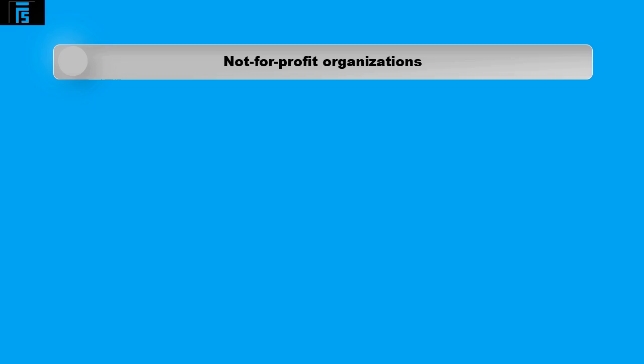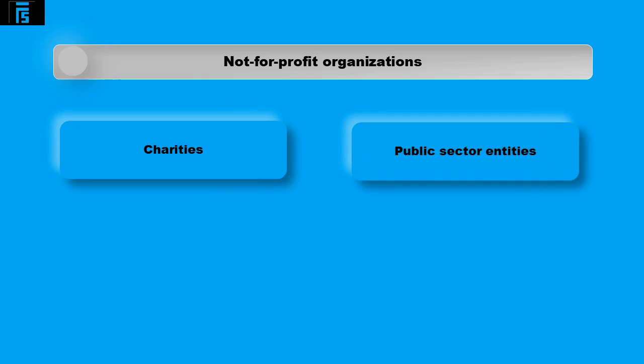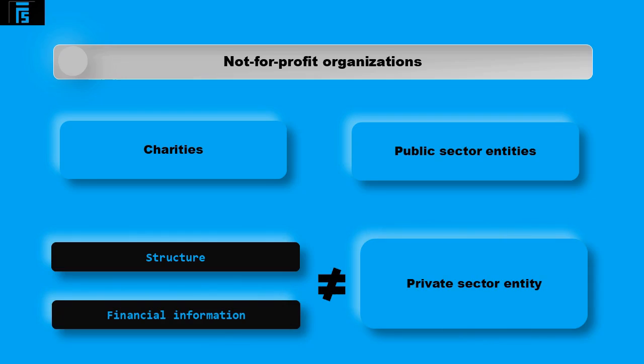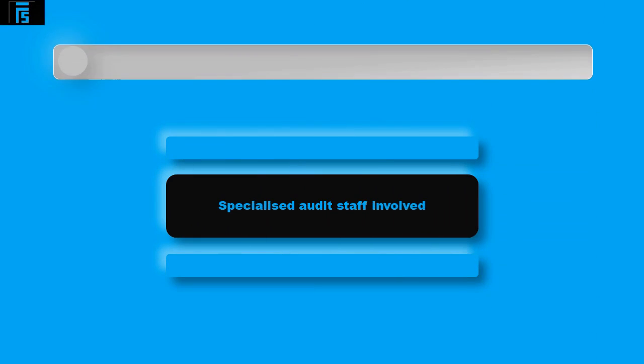Not-for-profit organisations include charities and public sector entities. The way these entities are structured and how to prepare their financial information will be significantly different to how a private sector entity would operate. It is even more important that specialised audit staff are involved in the audit process for this kind of entity.